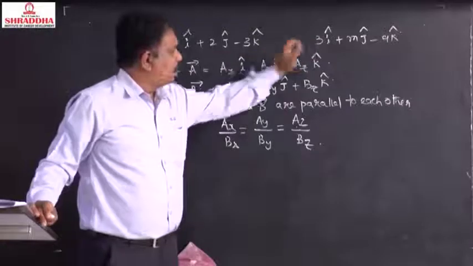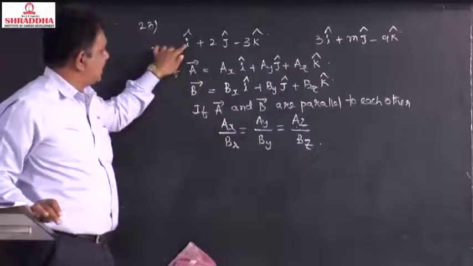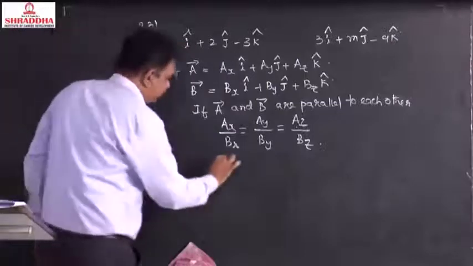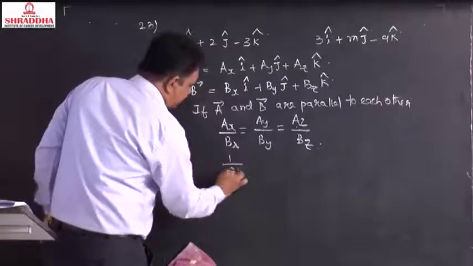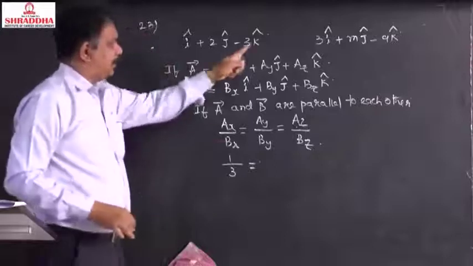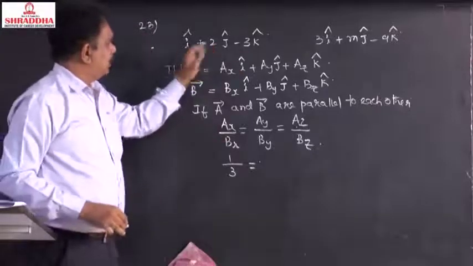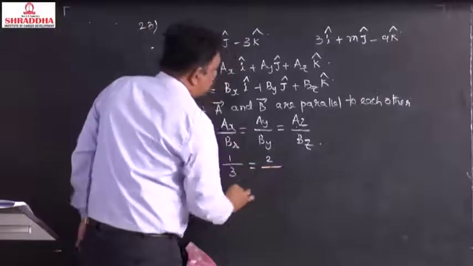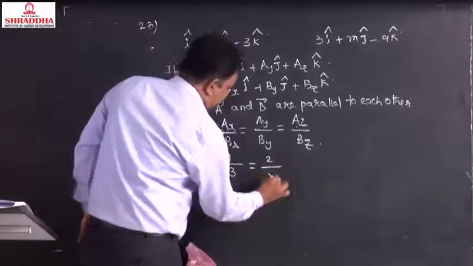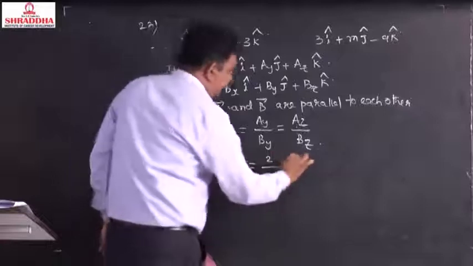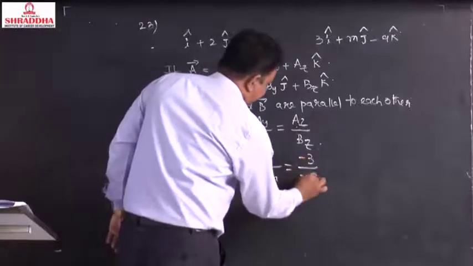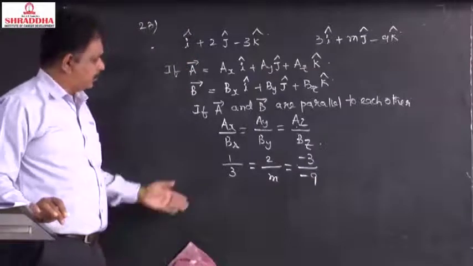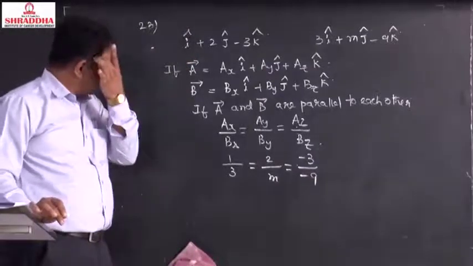Here these two are parallel, na? This is ax. Ax place how much is there? 1. Bx place how much is there? 3. Ay place how much is there? Means 2. By place m. Az place minus 3. Bz place minus 9. Okay, we will get this one.